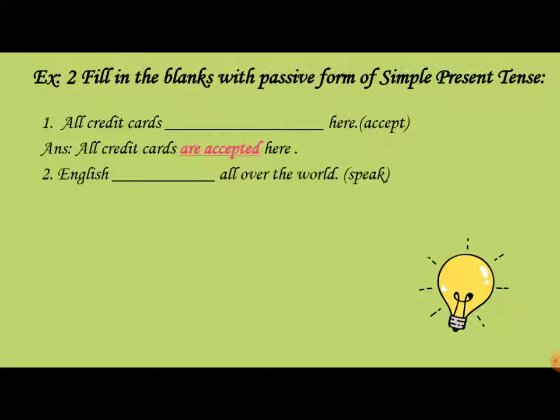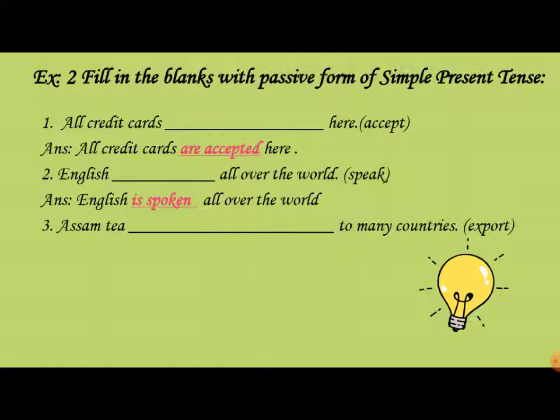Next sentence, English dash all over the world. The verb is speak. So English is taken as one subject. So which helping verb will you use? Is. And what is the past participle form of speak? Spoken. So English is spoken all over the world.